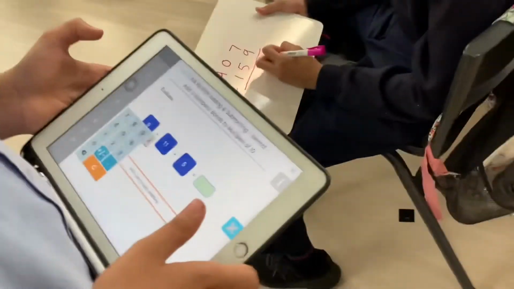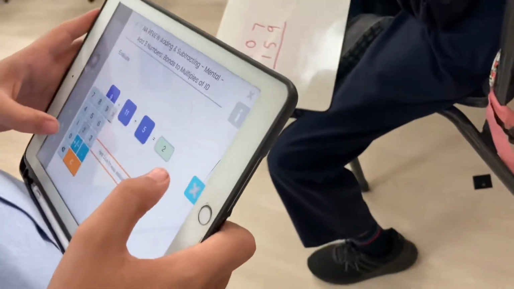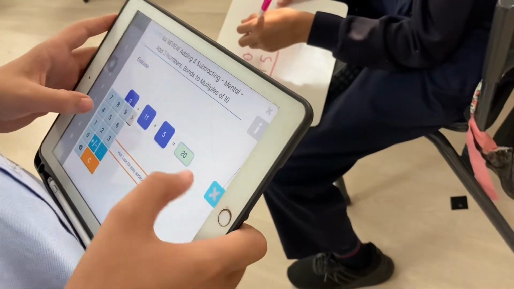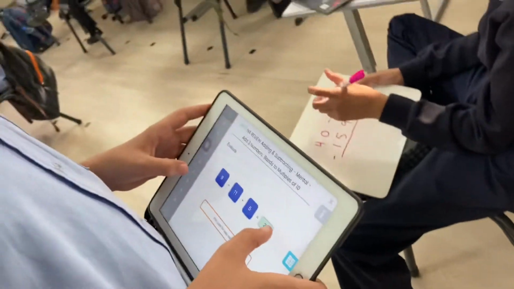10, 20. So you've got 9, 11 and 5. Which 2 numbers? 20. 20, and then you just add the 5. So 20 plus 5 will give you 25 minutes. I can't type one.